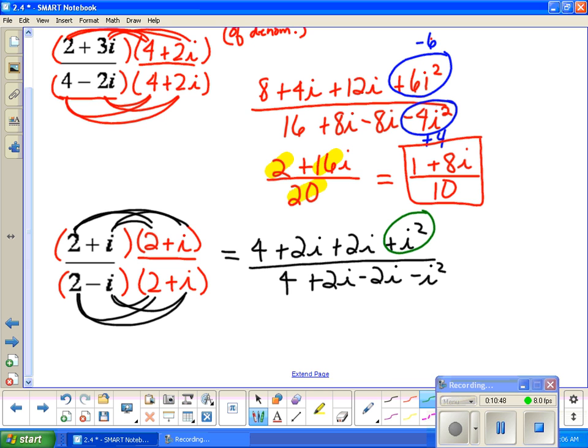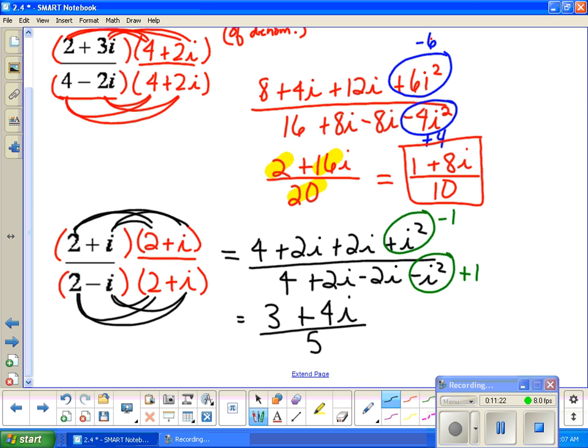That's plus 1 times a negative 1, so that makes that negative 1. This is negative 1 times negative 1, so that makes it positive 1. Let's combine our like terms. 4 minus 1 is 3. 2 plus 2, 4. 4 plus 1, 5. 2 minus 2, 0. I've rationalized the denominator. That's my final answer.